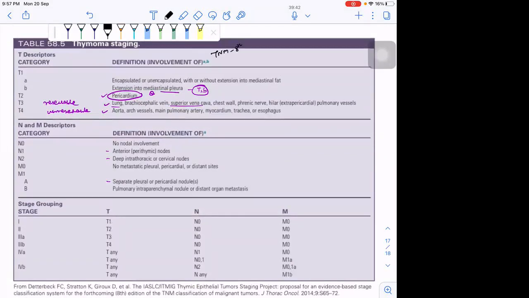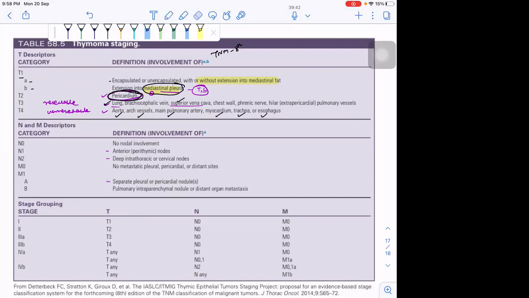So here you see T1A and T1B. A is encapsulated or unencapsulated, with or without extension to the mediastinal fat. B is mediastinal pleura extension. They will directly ask: pleural extension is T1B, and pericardial extension is T2. The resectable tumors involve lung and superior vena cava. Unresectable are aorta, arch vessels, main pulmonary artery, myocardium, trachea, and esophagus.